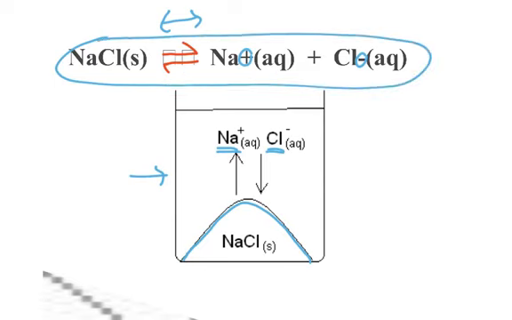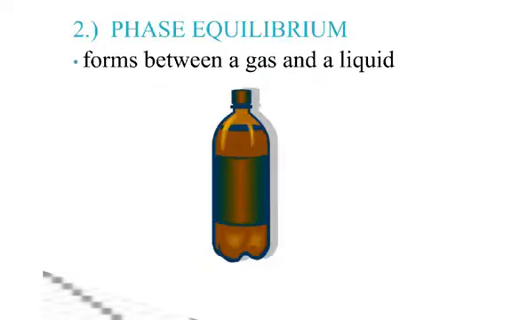So we don't actually notice this exchange of particles, but it's always consistent. And this will keep going like this indefinitely unless we alter or disturb the equilibrium in some way. So this is called a solubility equilibrium because it's between solids and ions.